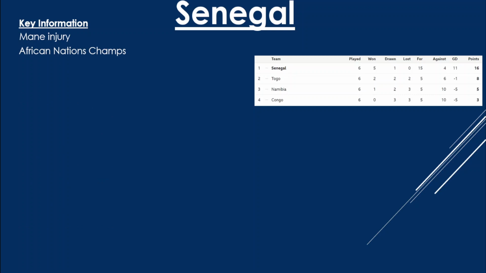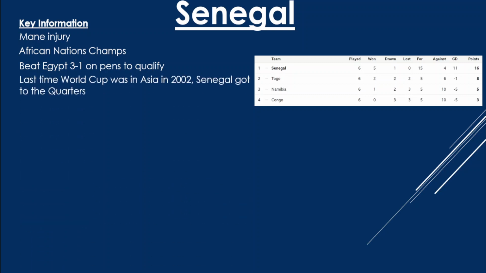They are current African nations champions. They did beat Egypt in the final, and it was pretty close. And they also beat Egypt 3-1 on pens to qualify for the World Cup as well. So they're just getting over the line at the moment as Senegal, but they have got some really impactful players.